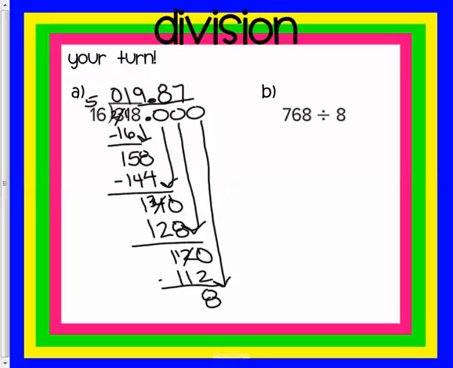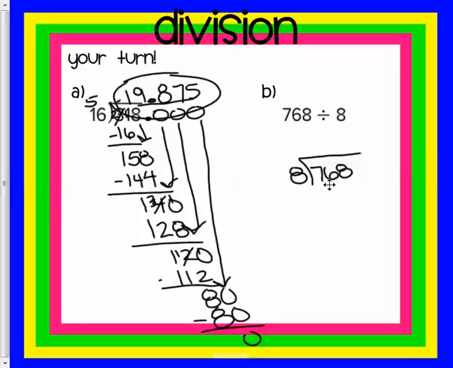Bring down another 0. 16 goes into 80 perfectly 5 times, which gives me 80, and since it now zeroes out, I'm done. We don't need this leading 0, so it's just 19 and 875 thousandths.